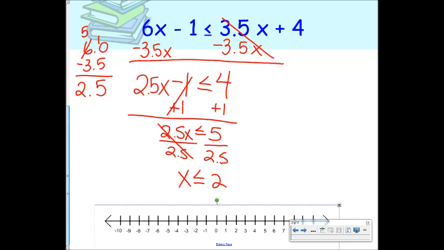So when I go to graph that, I put my open circle or closed circle. It's a closed circle because it's got that equal to symbol underneath it, and it's x is less than, so my arrow is going to go this way. X is less than, or x is less than or equal to 2.